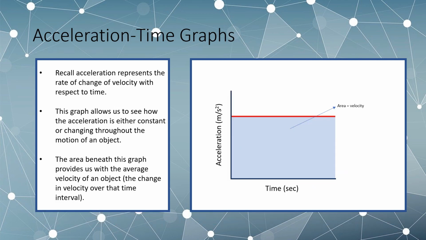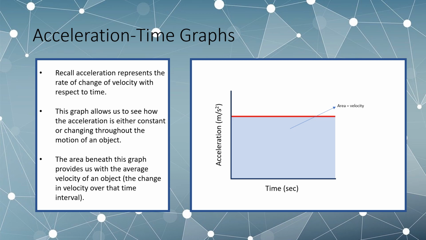Finally, we have acceleration time graphs. Recall that acceleration represents the rate of change of velocity with respect to time. We don't use these ones too often, but they are still important that you recognize how they look and what can be deciphered from the information. This graph allows us to see how the acceleration is either constant or changing throughout the motion of an object.